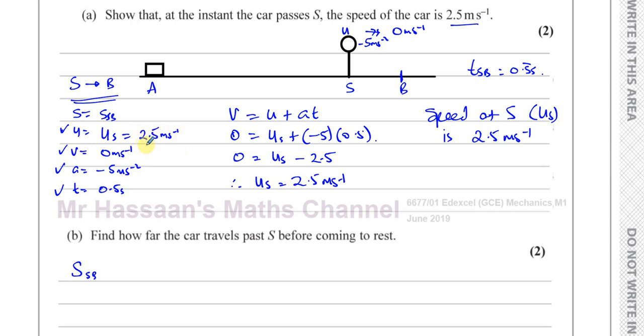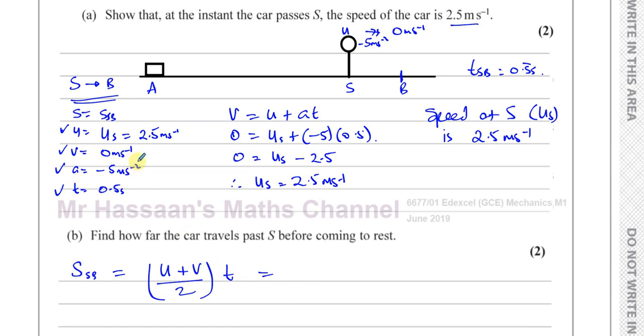I know U, I know V, I know A, I know T. I can use any one of the equations of motion which have S in it. I could use S equals UT plus a half AT squared. I could use V squared equals U squared plus 2AS. I can use the average speed times the time is the distance. That's probably the easiest one: U plus V over 2, the average speed times the time, no squares involved. So I'm going to use that.